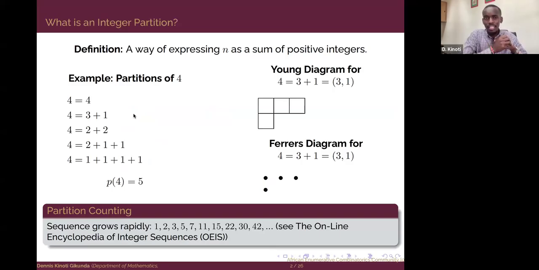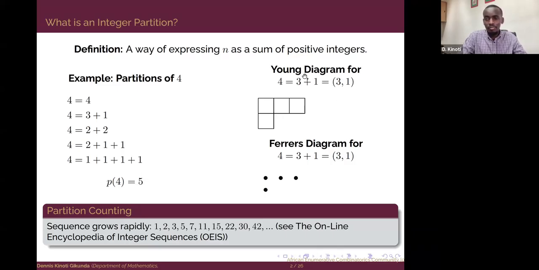So let's get into basic definitions of what an integer partition is. An integer partition is a way of expressing an integer n as a sum of positive integers. For example, if you have the integer 4, you can express it as 4, or 3 plus 1, or 2 plus 2, or 2 plus 1 plus 1, or all ones. And now the count is 5. There are 5 ways in which you can express 4 as a sum of positive integers. We say that the partition of 4 is equal to 5 and denote it by this.